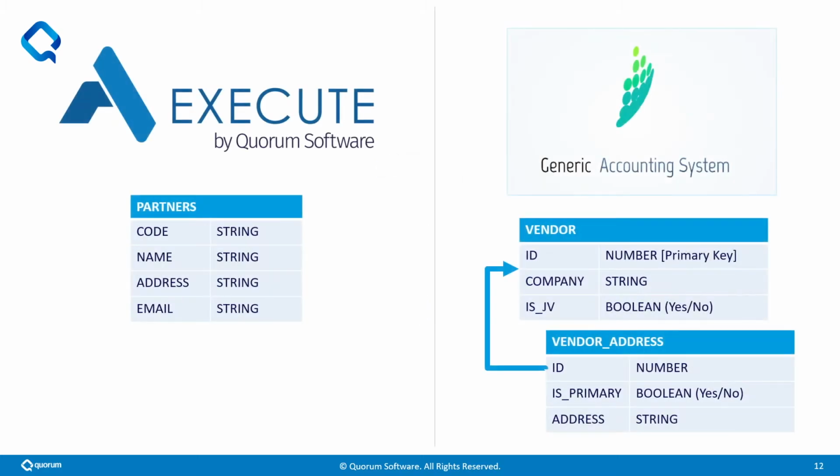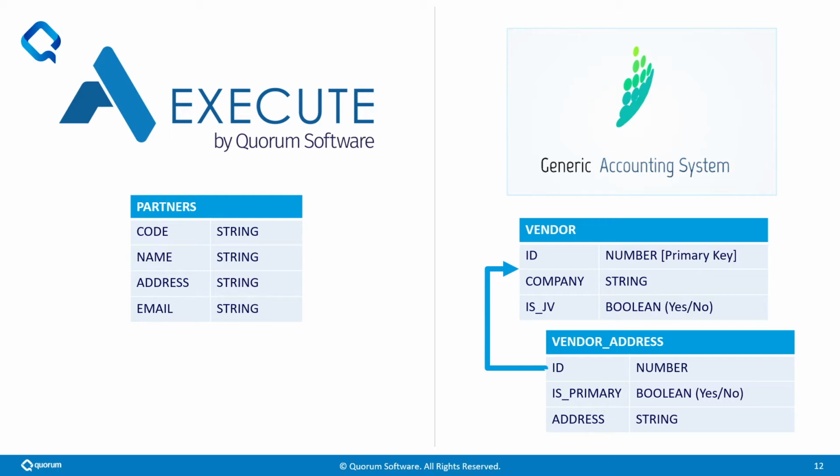And we're going to jump into a little bit of the weeds here, but we'll try and keep it fairly high level. So if we start off by looking at the structure of the two systems, the list of partners in Aucerna Execute is fairly flat. We have our partners list, and each partner has a code, a name, an address, email address, some other attributes. Whereas the accounting system might be a little bit more complex.